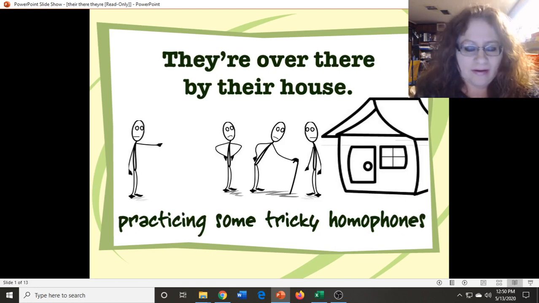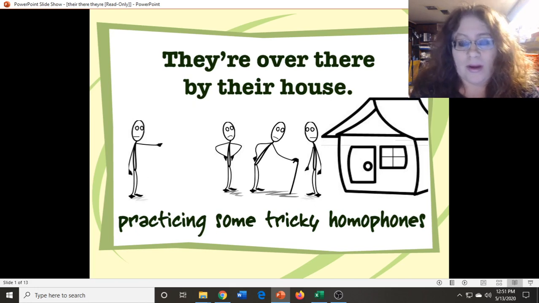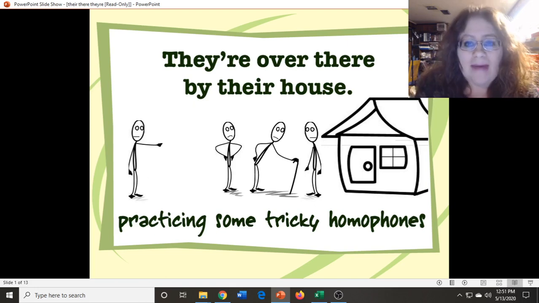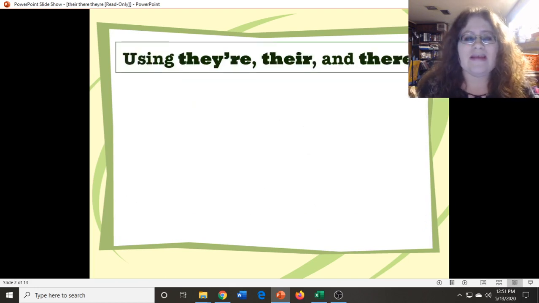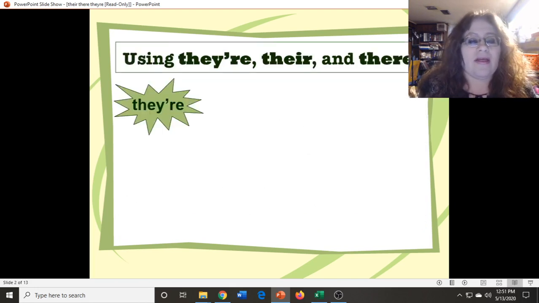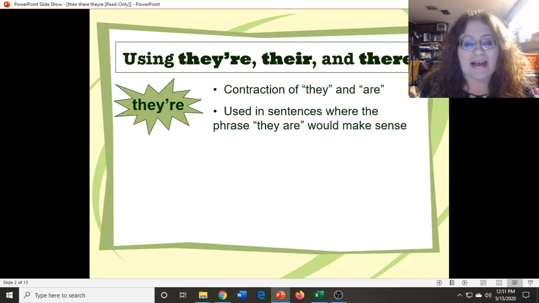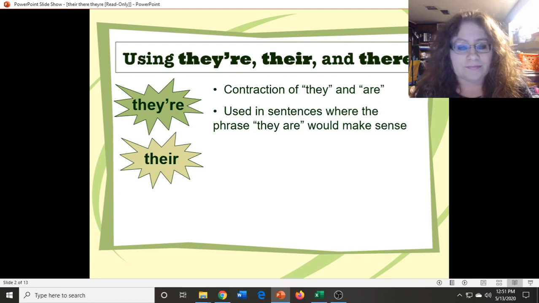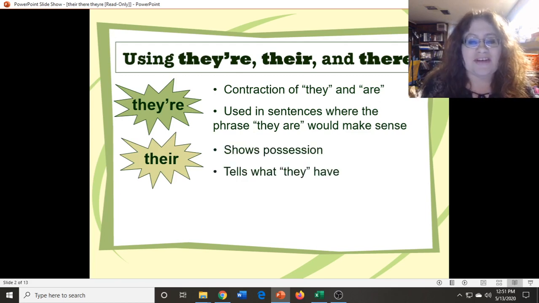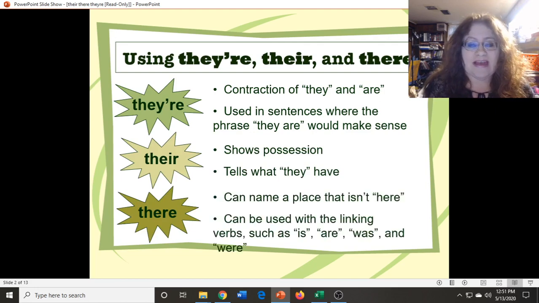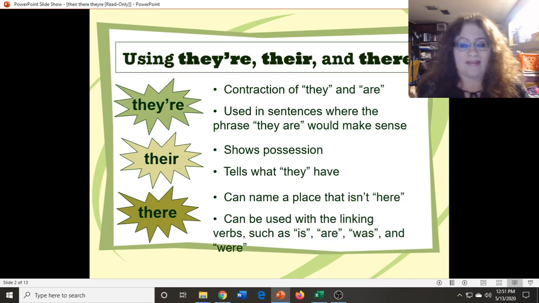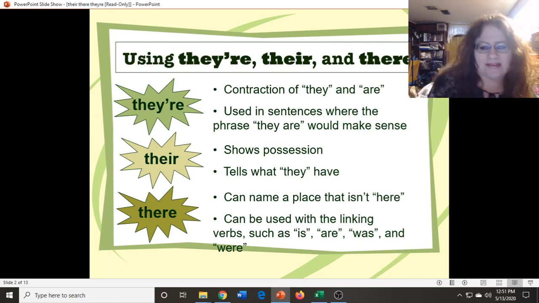They're, their, and there. I know that many of you struggle to figure out which one of these to use, so we're going to do a little bit of review and talk about it today to help you to have a better idea of how to choose the right word. First of all, they're is a contraction that means they are. Their is a possessive pronoun, can be used as a possessive adjective. And then there names a place that isn't here and is often used with linking verbs like there is, there are, there was, there were.